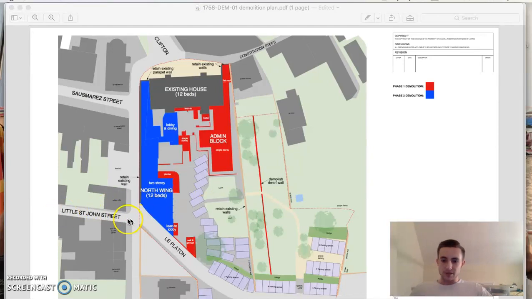A nuisance could be caused in the form of vehicles, as Little St John Street here is one way coming towards the site, and Summerray Street here going away from the site is one way. So with this in mind, any vehicles that are placed along these roads, with them being very narrow, can cause nuisance to cars trying to pass these roads.